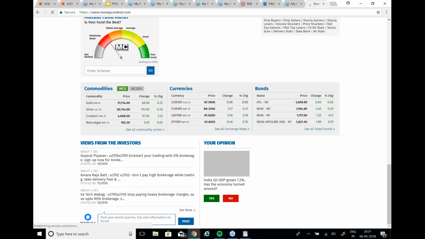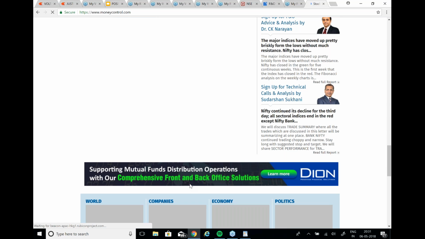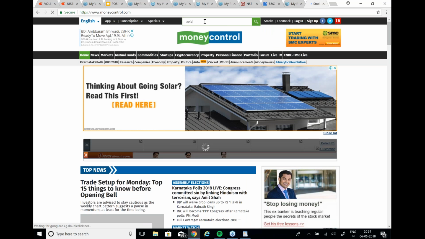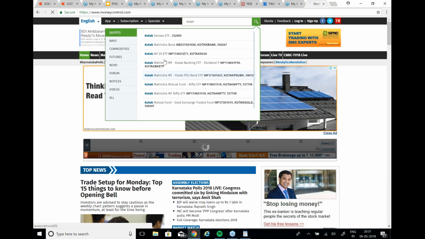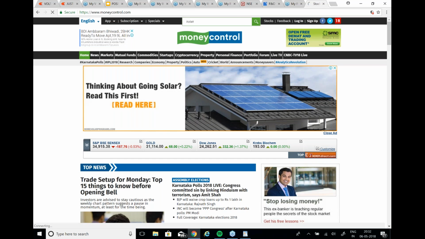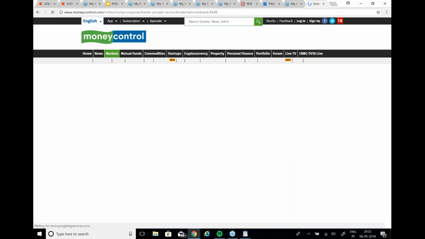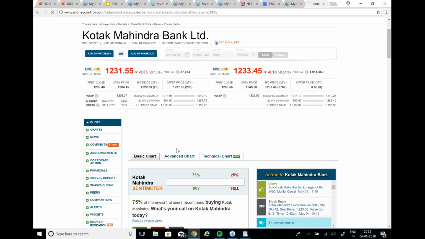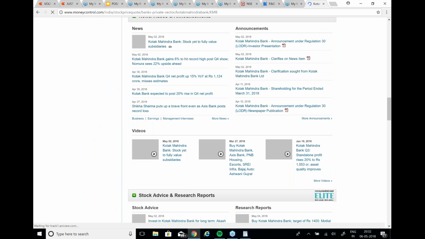Let me type here and go to a stock. Let's say Kotak Mahindra Bank. Let's see what it gives me. Kotak Mahindra Bank. Let's go to the bottom, and you will be able to see a lot of technical things here.